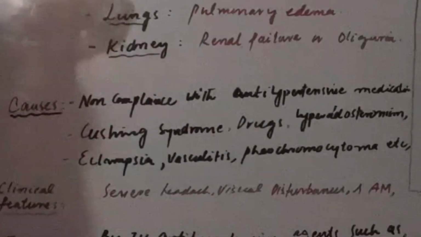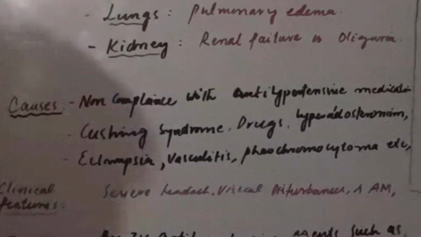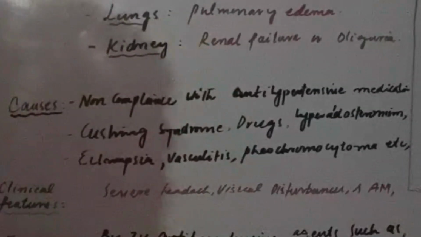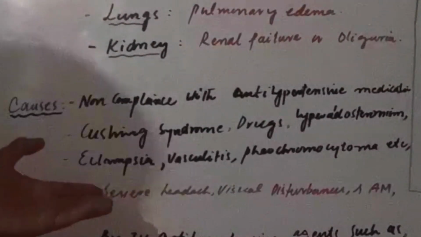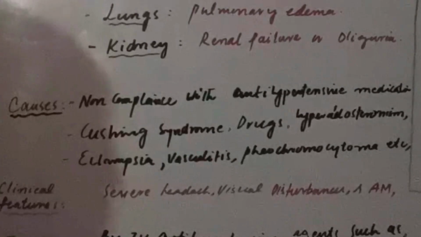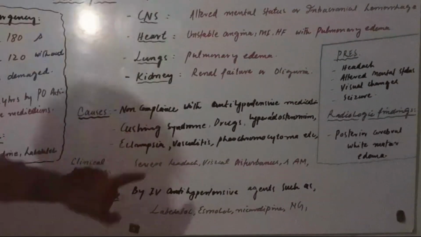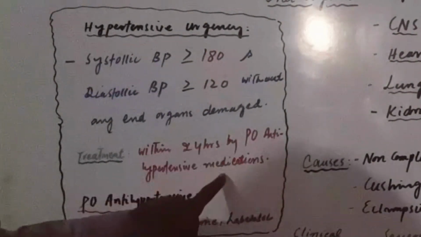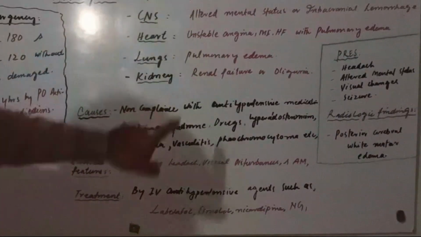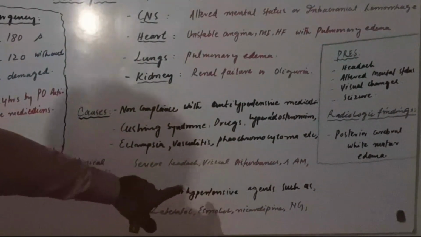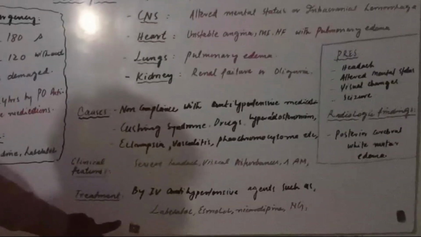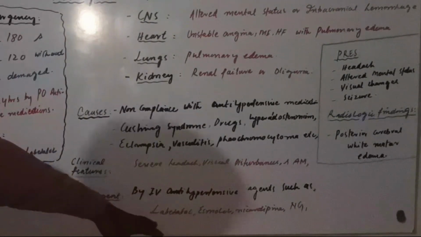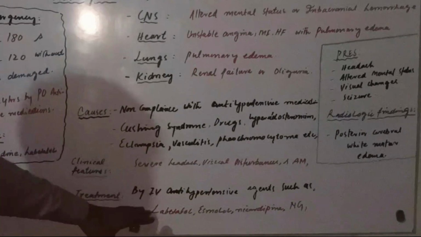Now what are the clinical features of hypertensive emergency and hypertensive urgency? There will be severe headache and there will be visual disturbances and there will be altered mental status. So these are the three clinical features of the hypertensive emergency and hypertensive urgency. So how to treat the hypertensive emergency? As I have already said, hypertensive urgency should be treated by oral antihypertensive medication, while the hypertensive emergency should be treated by IV antihypertensive medication. So the IV antihypertensive medications are labetalol, esmolol, and nicardipine, which is the IV calcium channel blocker, and nitroglycerin. These are the IV antihypertensive drugs.